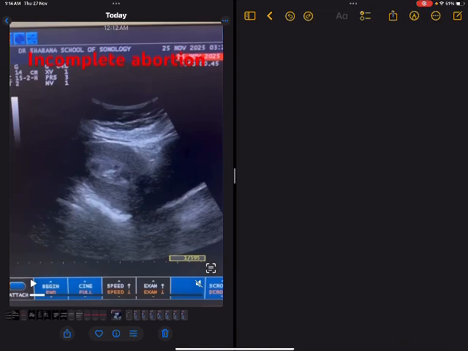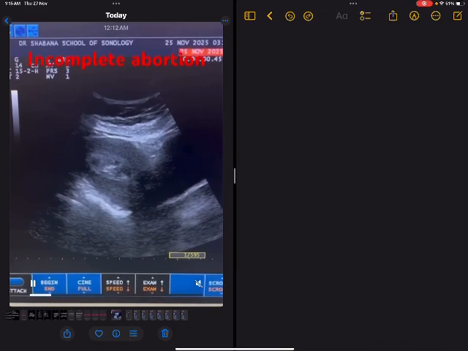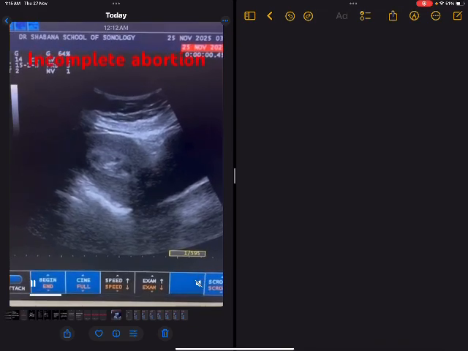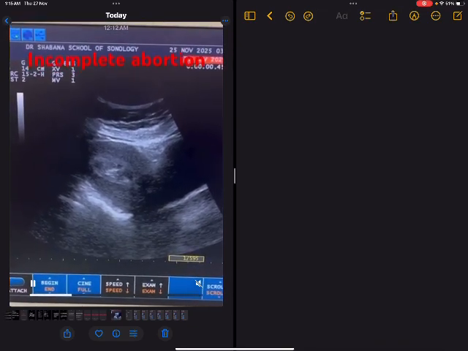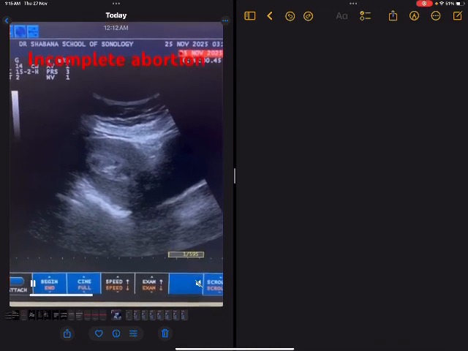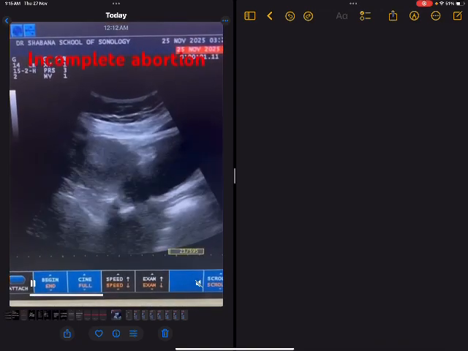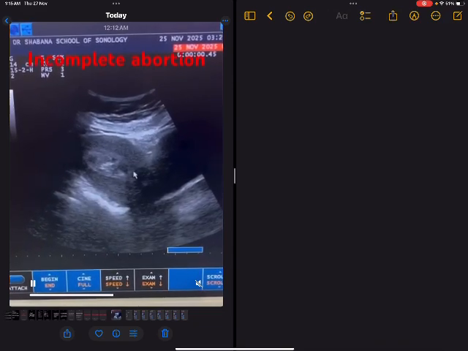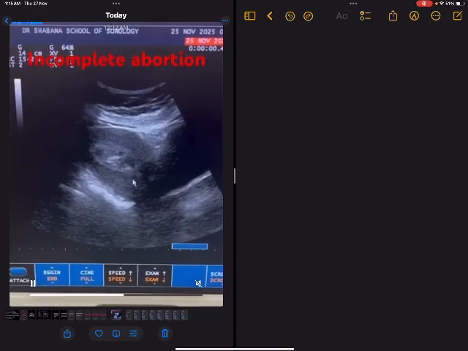So she came to me for the pelvic scan, and here you can see that the endometrial cavity is showing multiple irregular echogenic foci, and these foci are due to incomplete abortion, and these are the RPOCs. You can see irregular multiple echogenic foci.